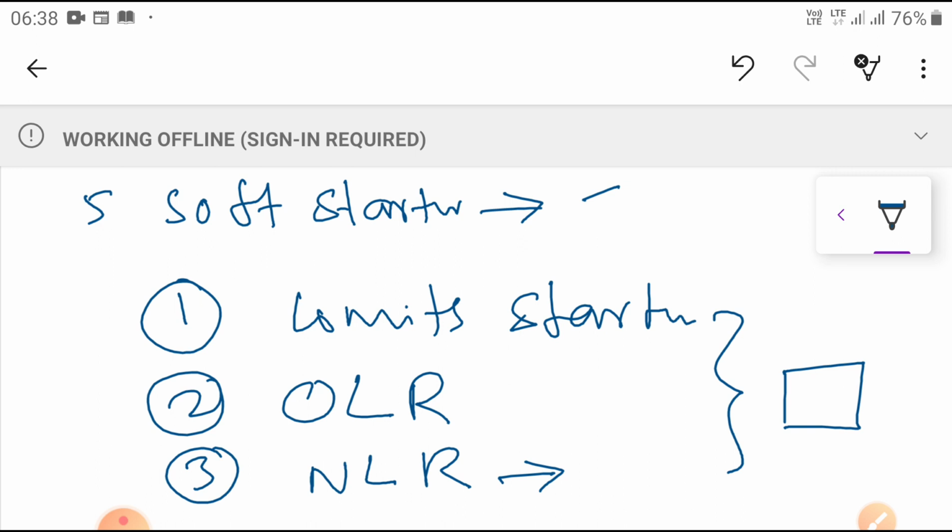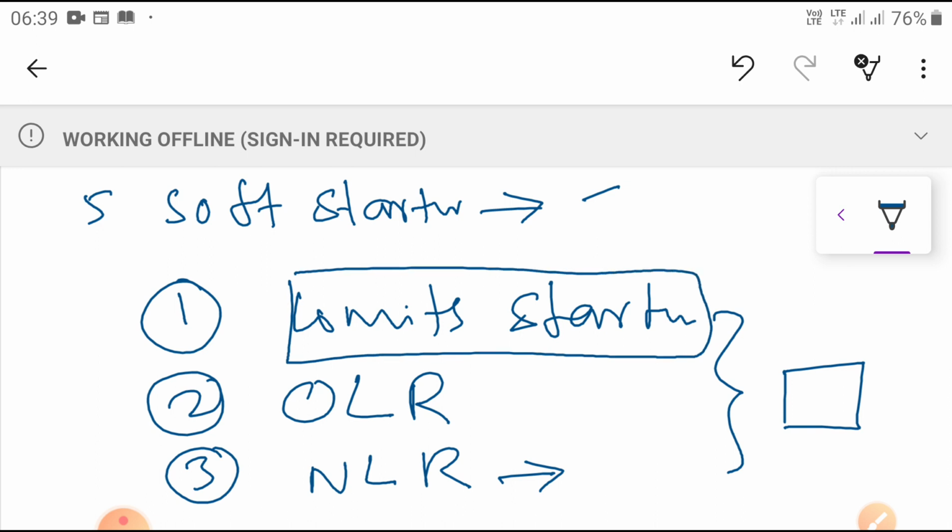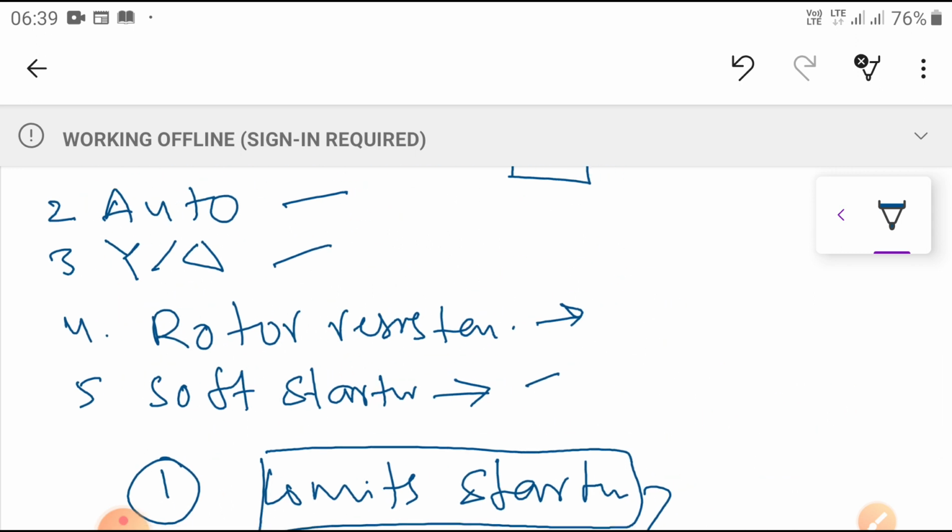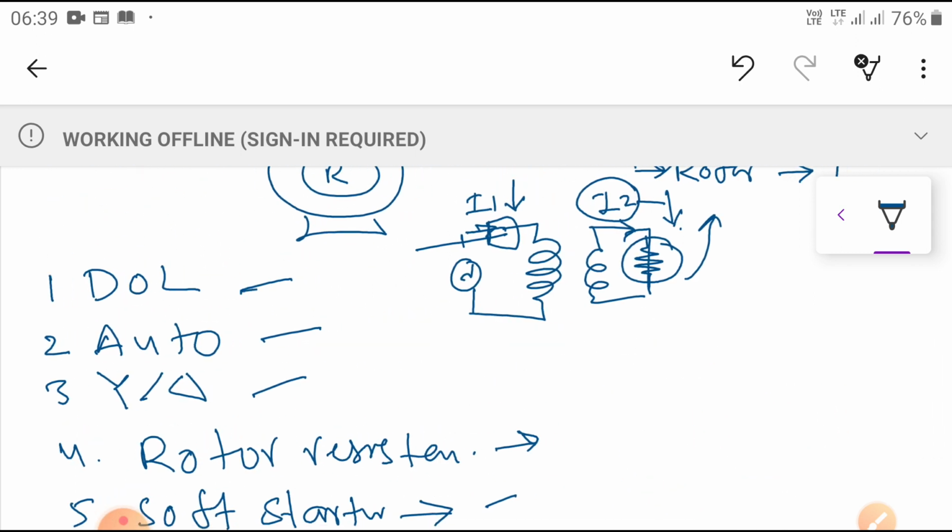Okay. So, these are the starters. However, in the case of the DOL starter, we are not controlling any current or voltage. In the remaining starters, we can control all these things. That is why the DOL starter is not controlling any voltage and current initially, and it is used only for special purposes, where the motor rating is less than 5 HP.